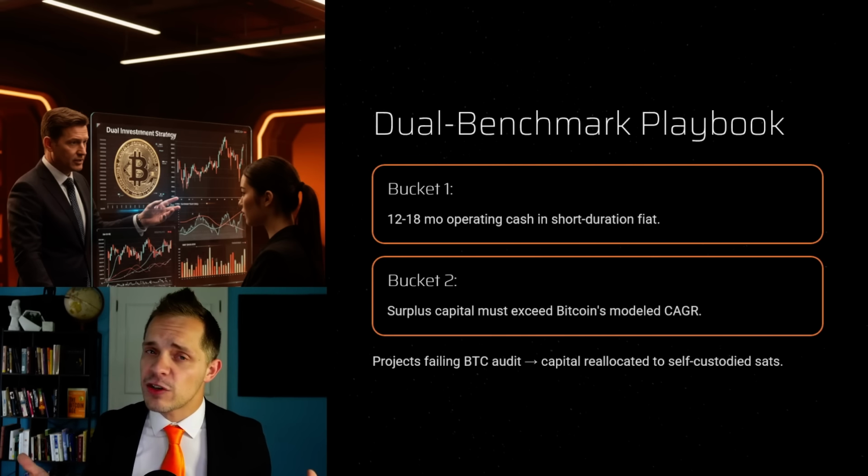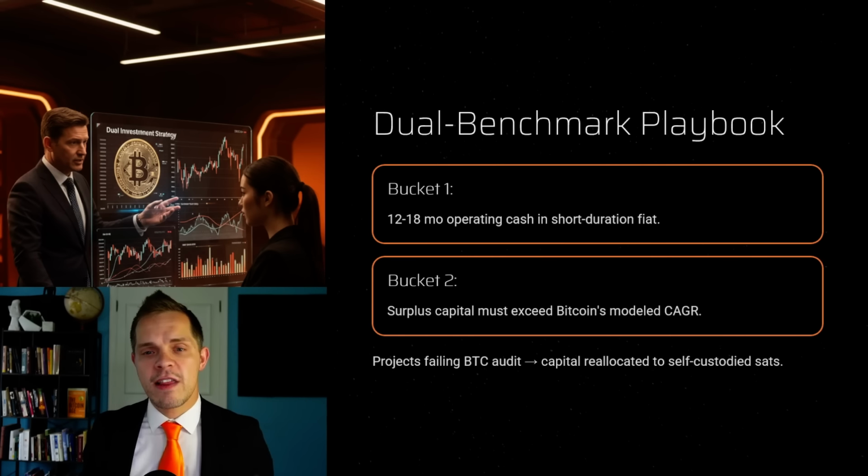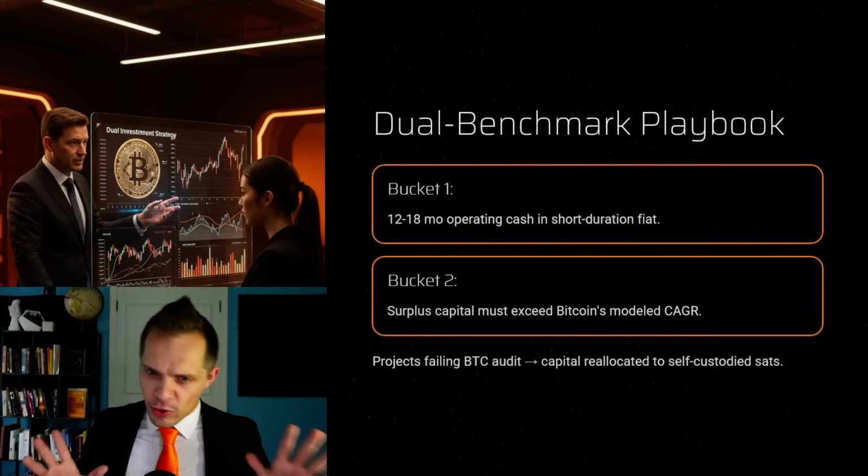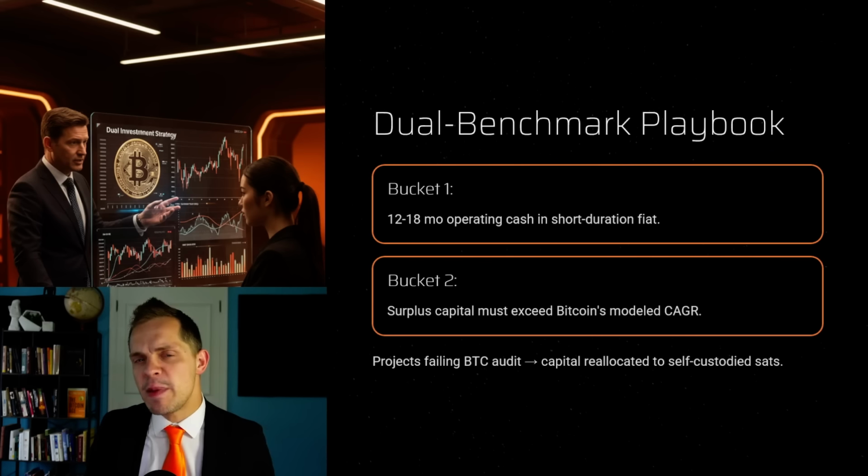Think of it as a kitchen faucet with a built-in thermometer. Lukewarm projects are diverted down the Bitcoin drain before they scale the balance sheet. This dual benchmark discipline doesn't turn companies into crypto hedge funds. It simply reorganizes that idle cash. It must earn its keep beyond the short term.